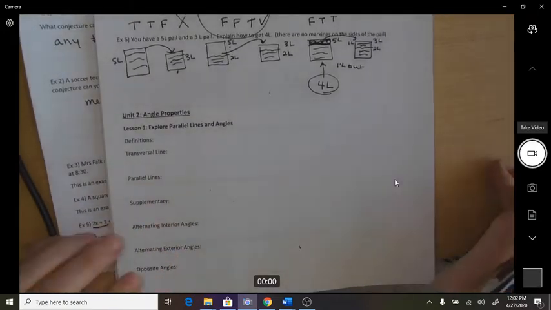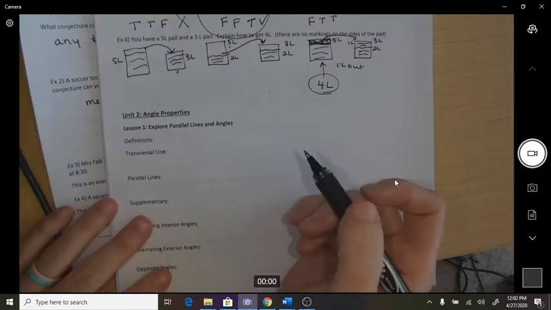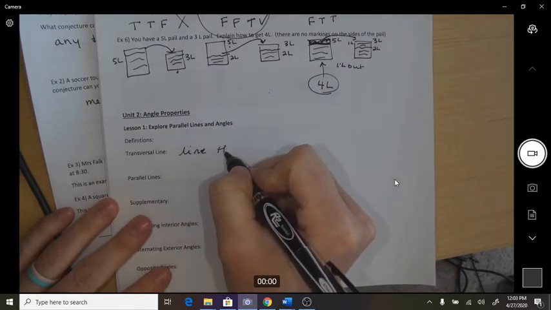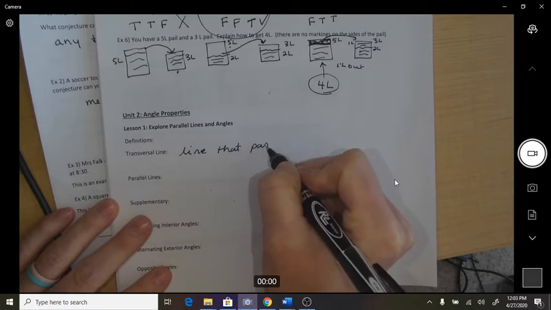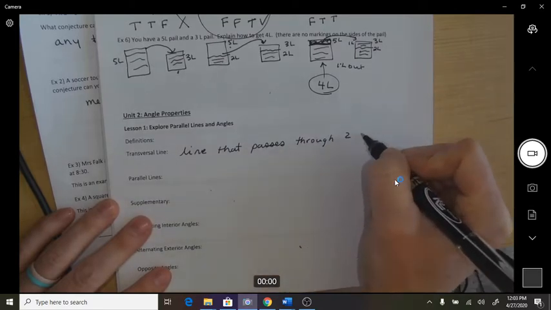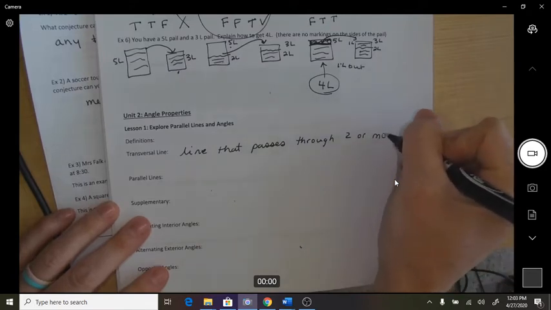Unit 2, Angle Properties. Lesson 1 is exploring parallel lines and angles. So, some definitions. A transversal line is a line that passes through two other lines. Two or more. I guess it could cut through 3 or 4, etc.